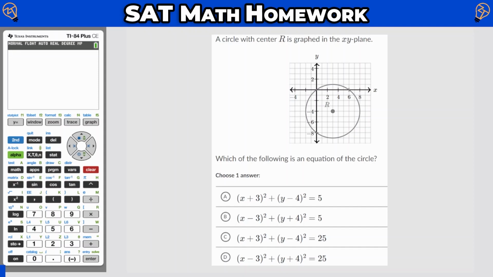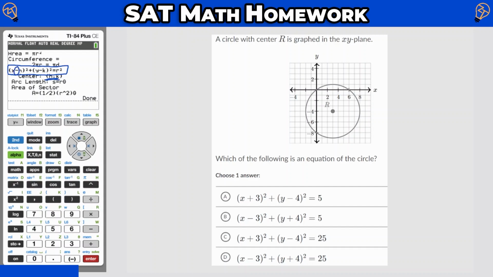Now, the thing to keep in mind with the standard equation of a circle is we can actually see that in our program circles, which is program number 9. So let's go ahead to that program. And what you'll see is that the standard equation here shows us that the center is at (h, k).